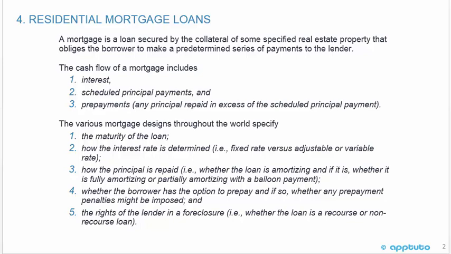So the cash flows of a mortgage include 1. Interest, 2. Scheduled principal payments, and 3. Prepayments, any principal repaid in excess of the scheduled principal payment.